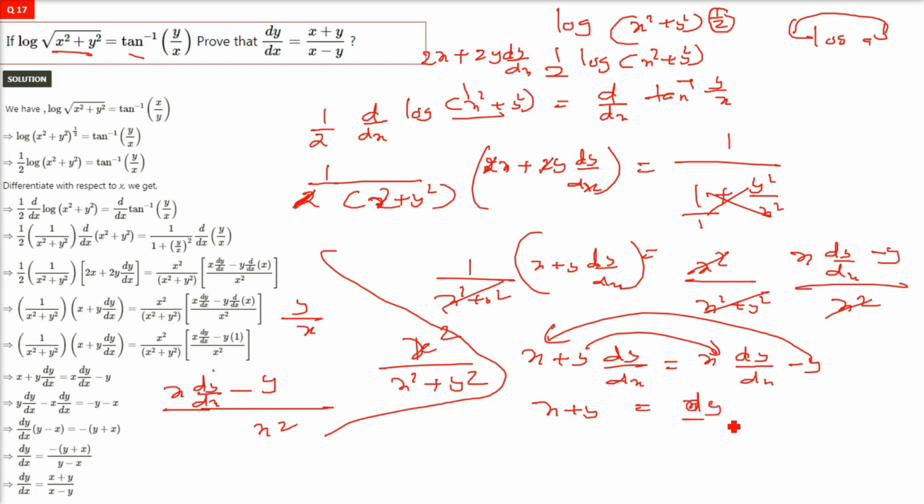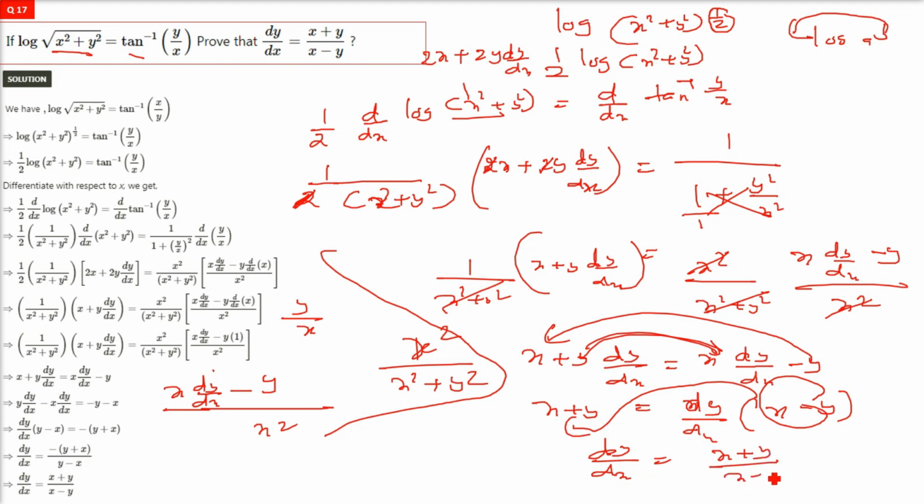So, we have x plus y, dy by dx I am taking common, I am bringing it here, this is going to be dy by dx times x minus y. So dy by dx will be equal to x plus y by x minus y. And that is what the result says. We need to prove it, and we have proved it.